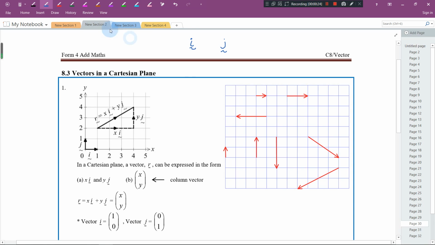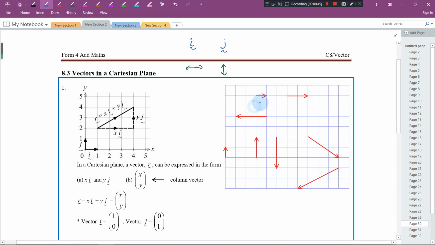direction of the x-axis. It means that go to your right or go to your left. Go to your right, positive. Go to left, negative. j is the unit vector in the direction of the y-axis. Go up or go down. Go up, positive. Go down, negative.